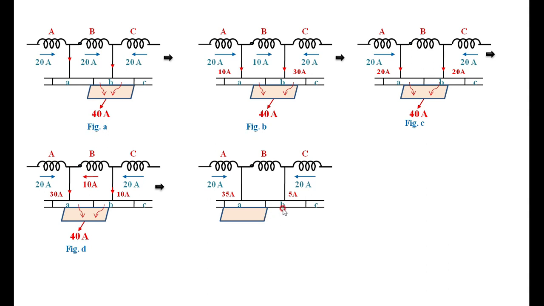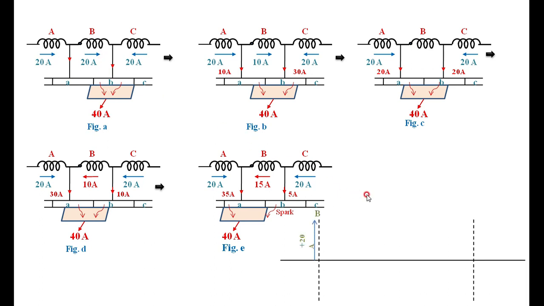The 5 amperes is passing directly from B to the brush in the form of the spark. Then the remaining 15 amperes will flow through B, and the total current is now 40 amperes, 35 here and 5 in the form of the spark. Then the total current is 40 amperes. If the reversal takes place from plus 20 to minus 20, then it is called ideal. Now it is not changed fully, therefore it is the under commutation.